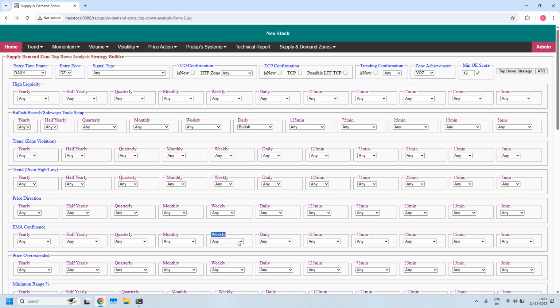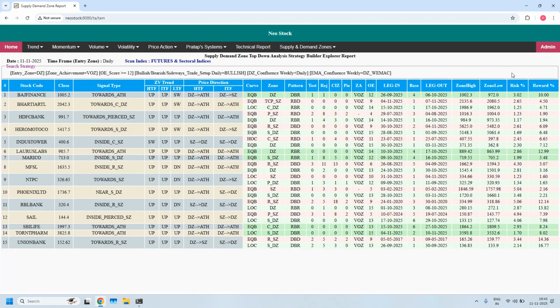That is a weekly demand zone having weekly EMA confluence, because weekly trend is uptrend in all the stocks. You can use EMA confluence. So 15 stocks are filtered. So these 15 daily demand zones are having high probability trade setup daily demand zones as per the first strategy. But you should plan trades only if these daily demand zones are satisfying less than 20 checklist items. Otherwise, higher chances of zone violation.